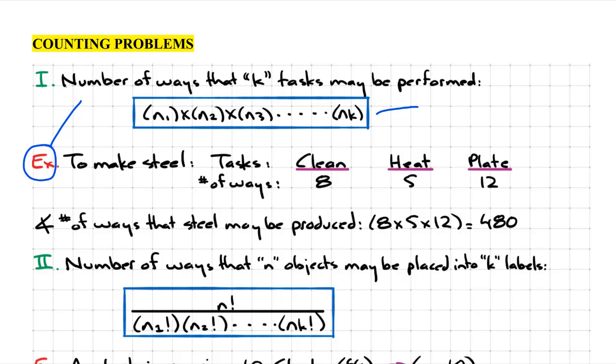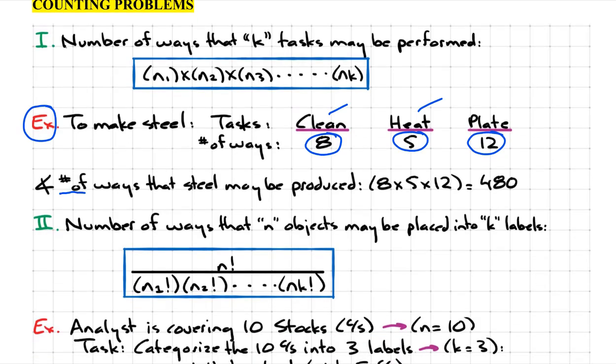So, for example, suppose that in order to make steel, let's just assume that there's 3 tasks that are required. So first you have to clean the raw material, then you have to heat it, and then you have to plate it. And of course, I'm making all these processes up because we just want some tasks. Now, each process or each task may be performed a number of ways. So there's 8 ways to clean the raw material, 5 ways to heat it, and 12 ways to plate it. So therefore, what is the number of ways that steel may be produced?